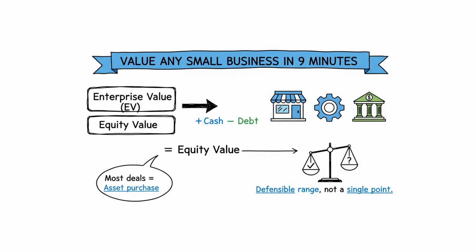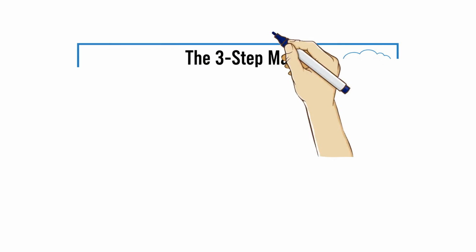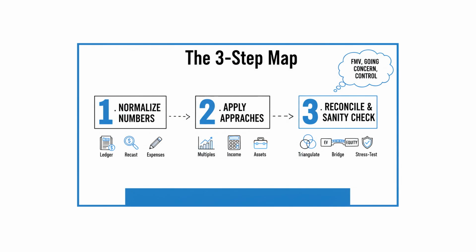off debt. We'll work with normalized earnings, not raw tax returns, and we'll translate messy books into a clean, defensible range. The goal: a clear number you can explain on a whiteboard, backed by assumptions you can defend. Here's the roadmap. Step 1.